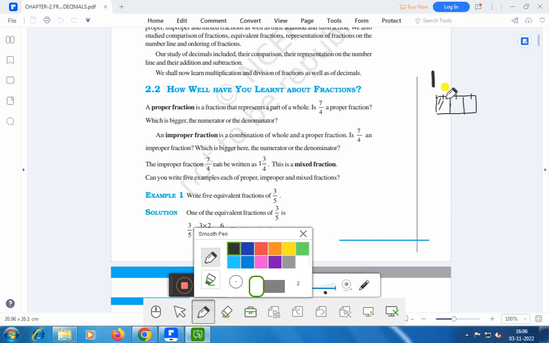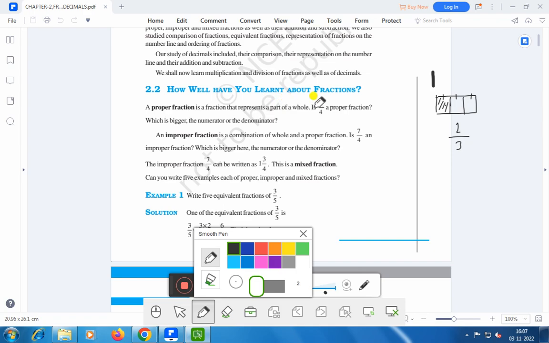If we take, suppose this is colored or shaded, then the fraction will be 1 by 3, that is 1 colored and total is 1, 2, 3, right? If I take 2, then it is 2 by 3. If I take 3, 3 by 3, that means the whole or 1, right? Now, a proper fraction is a fraction that represents a part of a whole.